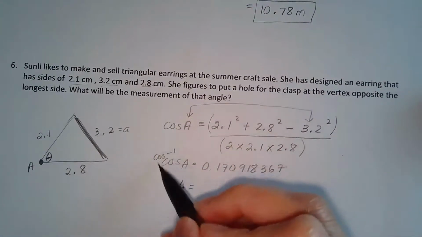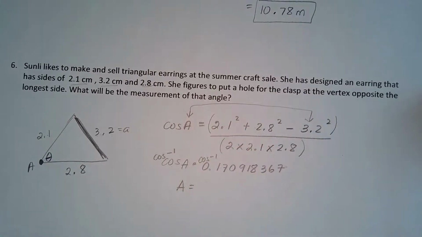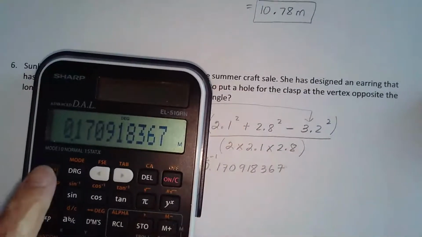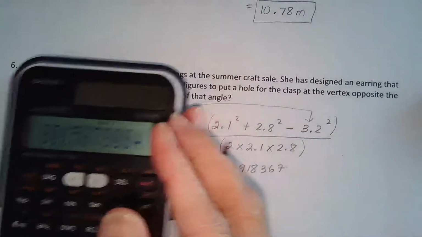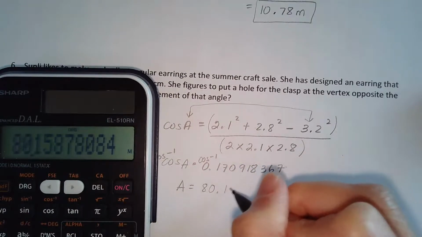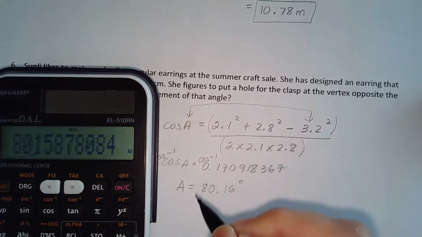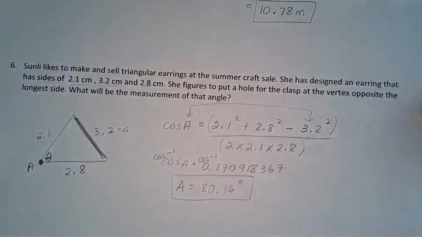And if I take the cos inverse of that, I have to do it on the other side too. So let's do that. Cos inverse, answer. We're going to get 80.16 degrees. There you go.